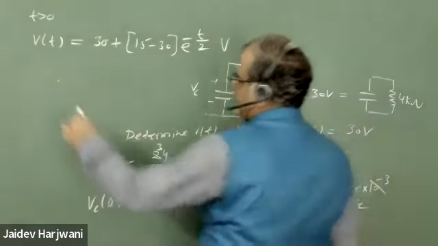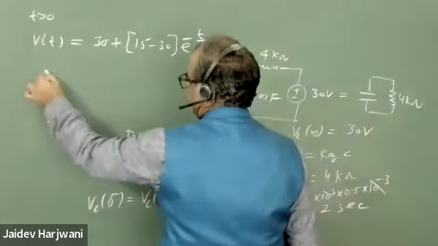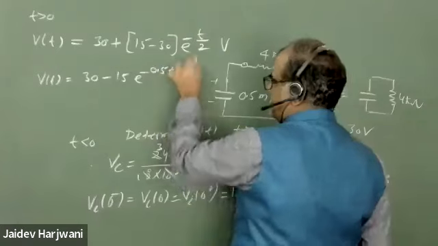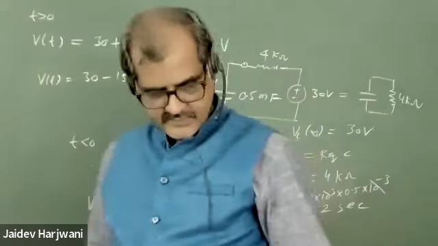So V(t) equals 30 plus this, which we can solve. If we solve this one, 30 minus 15 e power minus 0.5 t volts. This should be the final answer.